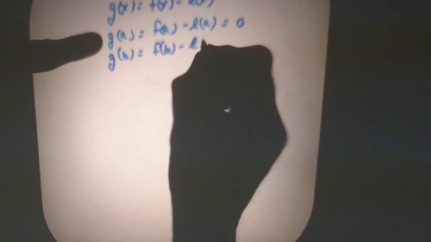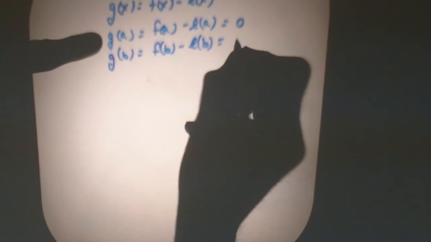f of b minus L at b is equal to what? 0. Are you totally convinced? No. It's the same thing as a, just on the other side. Yeah, but I still don't understand why it's 0.